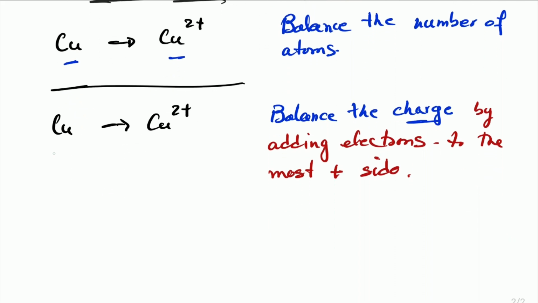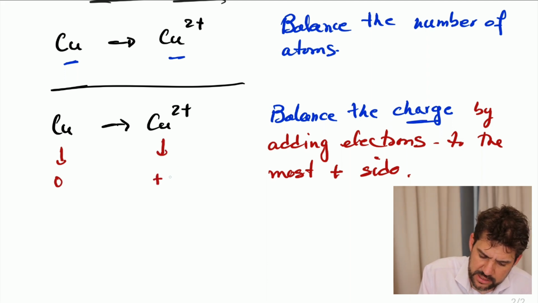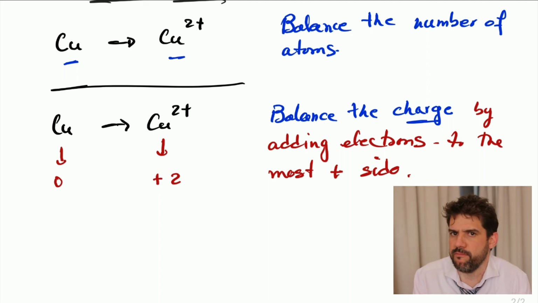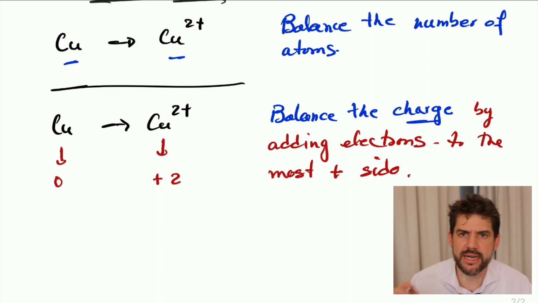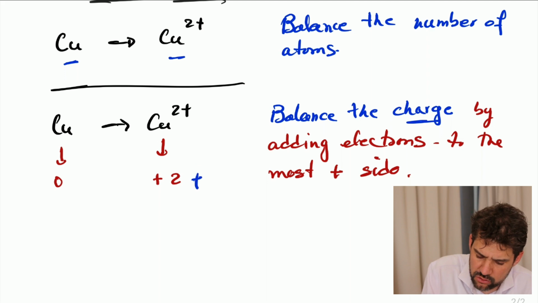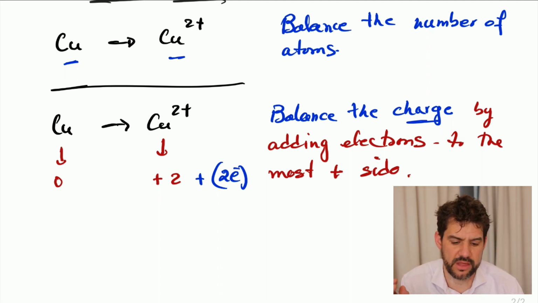So that is what we're going to do. The charge on this side is 0. The charge on this side is, yes, you are right, guys, +2. So +2 is more positive than 0, of course. So you're going to add electrons on that specific side. How many electrons? Well, as many as you need, so that both sides have the same charge. If I add 2 electrons, remember electrons are negative, so +2 plus -2 will give me 0. So I have to add 2 electrons on the right-hand side.